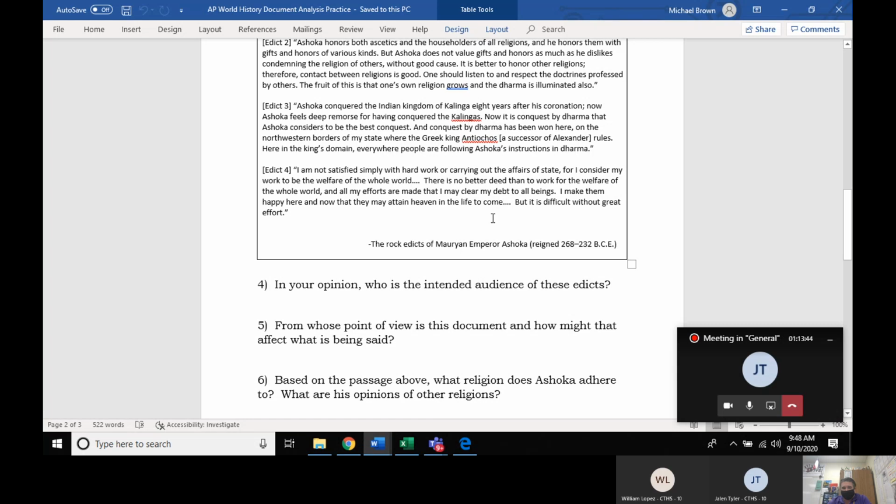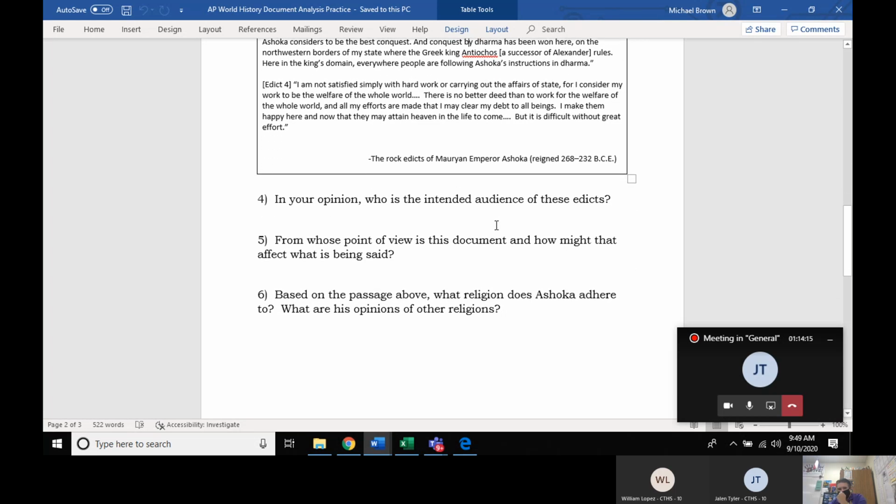This next one, I'll kind of handle this because we are starting to run out of time. From whose point of view is this document, and how might that affect what's being said? Who's this document coming from? Just tell me. Ashoka. And what sort of person is he? He's an emperor. You think he sees the world the same way as the guy in town selling fruit? No. So you have to interpret those things, okay? His point of view is going to impact what he says. This one, I'm giving away something big.